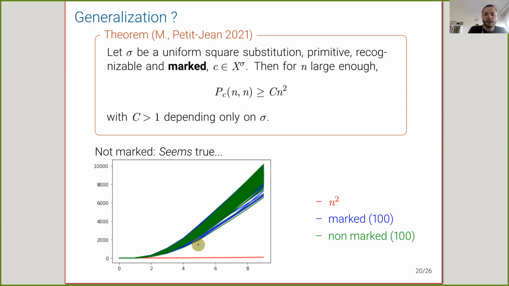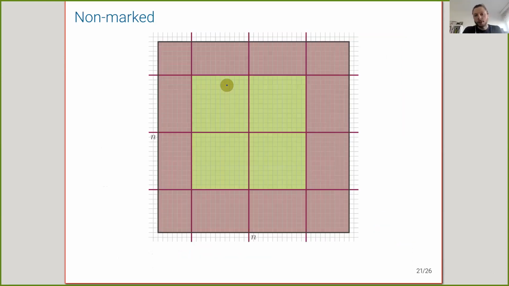You can see here that they are all mixed, the marked and the non-marked, and they are all much bigger than n squared. So it would seem that having a non-marked substitution should not change this bound here. But we cannot prove it. And actually our proof really does not work if you use a non-marked substitution. And I want to try to explain why with drawings.